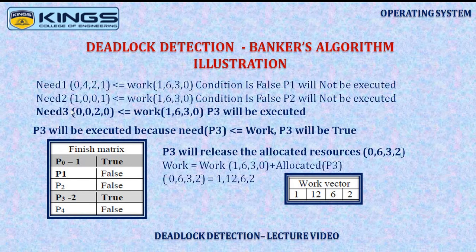Now the condition of process 3 is checked. Process 3 need is 0, 2, 0, 0, which is less than 1, 6, 3, 0. Here it is requiring C resource 2 instances. It is supported with 3 instances. The other resources are not required, and hence the need matrix entry for process 3 is less than the work vector entry, and hence P3 is chosen for execution.